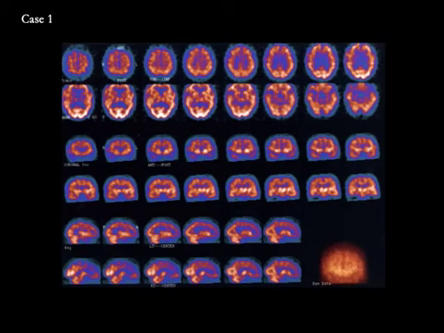Case number 1 shows multiple transaxial, coronal, and sagittal images from a normal brain SPECT. Normally, most intense activity is seen in the occipital cortex, followed by the subcortical nuclei, the basal ganglia, and then followed by the cortex. The cortical activity is normally symmetric. So that's the appearance of a normal brain SPECT.